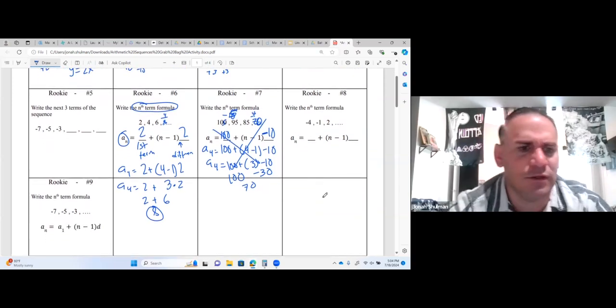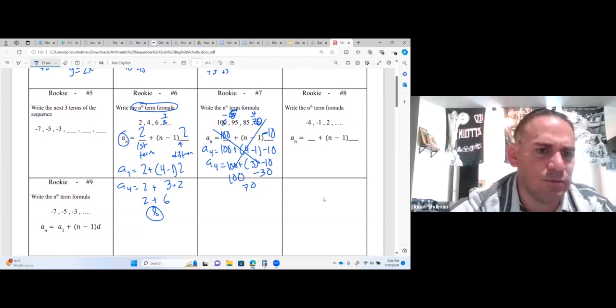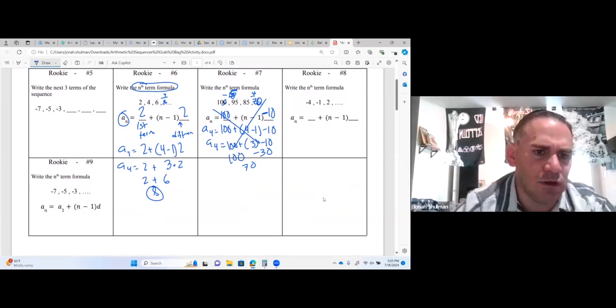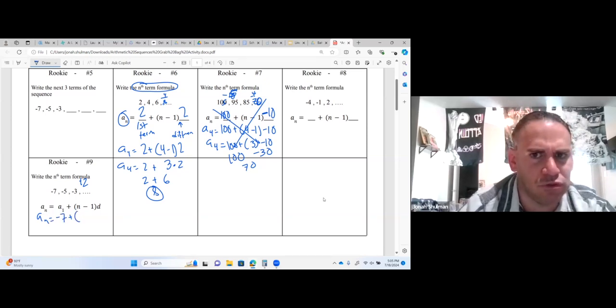All right, here they just want the difference. They just want to write the formula. So we can do this one. We are adding 2 every time. So a sub n equals negative 7 plus 7. And if this was 105, like it should have been, this would have been the answer. N minus 1, positive 2.